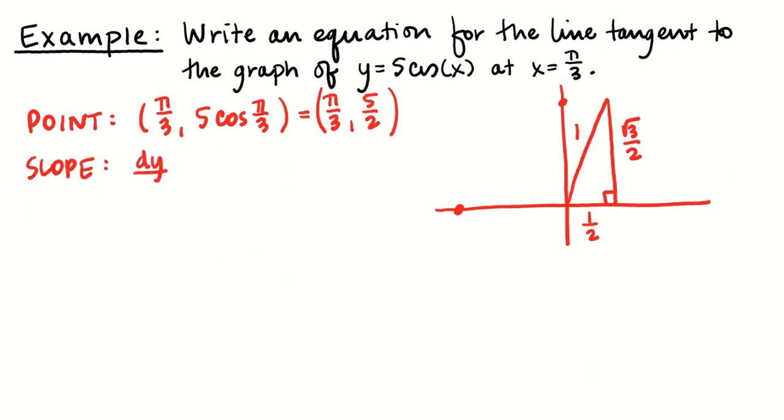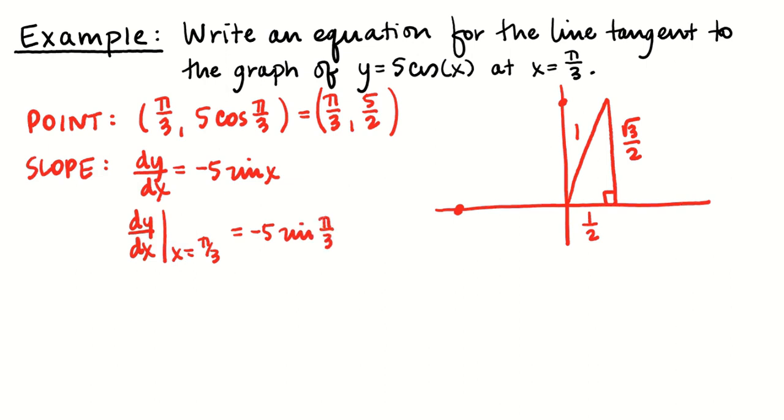We're going to need the derivative. So that's dy/dx equals 5 times the derivative of cosine, which is negative sine. So that's negative 5 sine x. Then I'm going to need dy/dx at the point where x is equal to pi over 3. That's going to be negative 5 times the sine of pi over 3. Luckily for us, I've got the diagram over there. Sine, SOHCAHTOA, opposite over hypotenuse. That's root 3 over 2. So that's negative 5 times root 3 divided by 2.